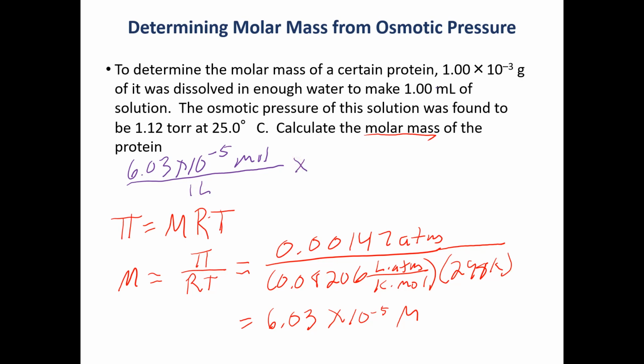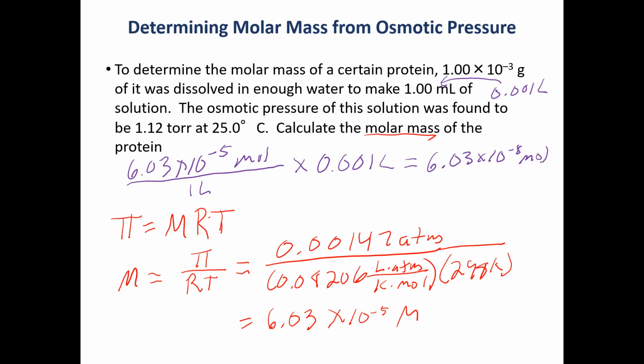And we're told in the problem that we dissolved this protein in enough water to make 1 milliliter of solution. So 1 milliliter, we need to convert this to liters. So 1 divided by 1,000 would give us 0.001 liters. So 6.03 times 10 to the negative fifth times 0.001 equals 6.03 times 10 to the negative eighth moles.